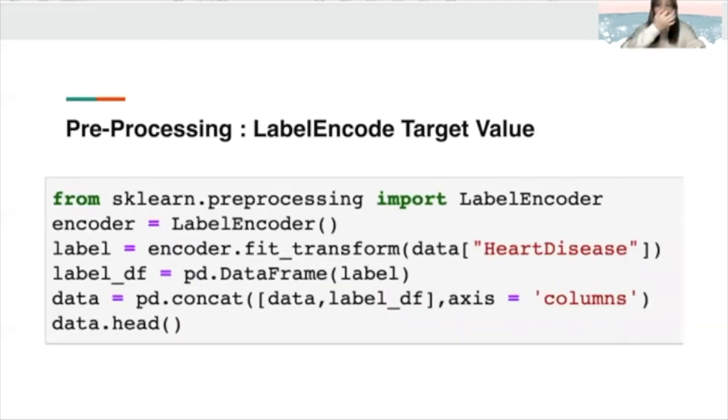Then we import the label encoder to target the column heart disease, fit it, and return the encoded label. This label encoder transforms no to 0 and yes to 1. This will be used in the future train test split and prediction model.